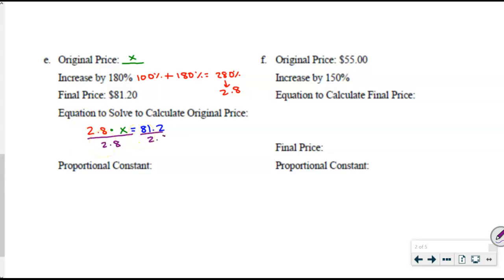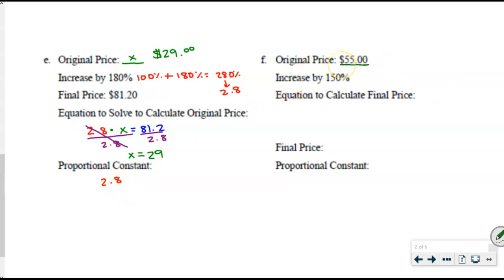I have my process down. I do not have my calculations memorized, so help me out with this. 81.2 divided by 2.8. What did you get when you did that calculation? Thank you, Carter. 29 even? Okay. So what is that original price? The original price would have been $29. What is that proportional constant? What did we multiply the x by? 2.8. Okay, and F, the original price.